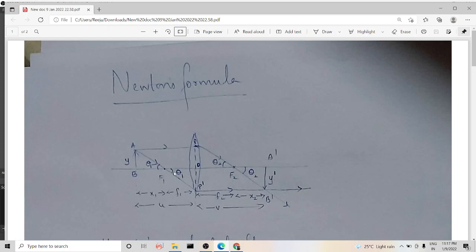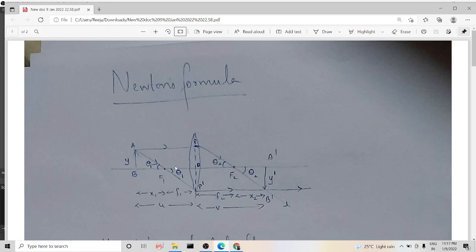When you consider the two angles here, theta 1, they are equal because they are vertically opposite angles. The angle at B is 90 degree. Similarly, the angle at O here is also 90 degree. So, if two angles are equal, then the remaining third angle will also be equal. So, by AA similarity, these two triangles are similar. For similar triangles, the ratio of their sides must be equal. So, AB by BF1 must be equal to P dash O by OF1.